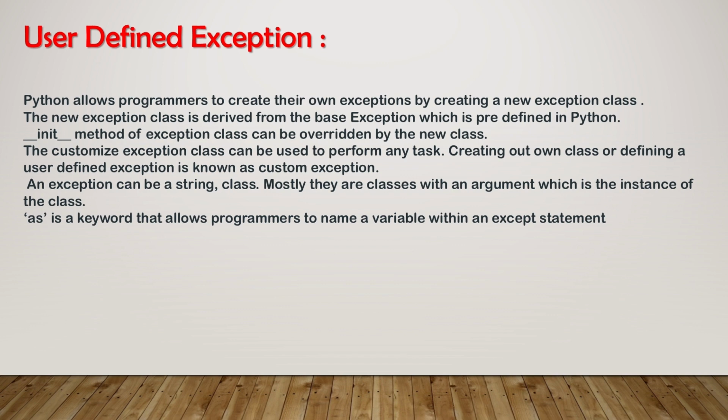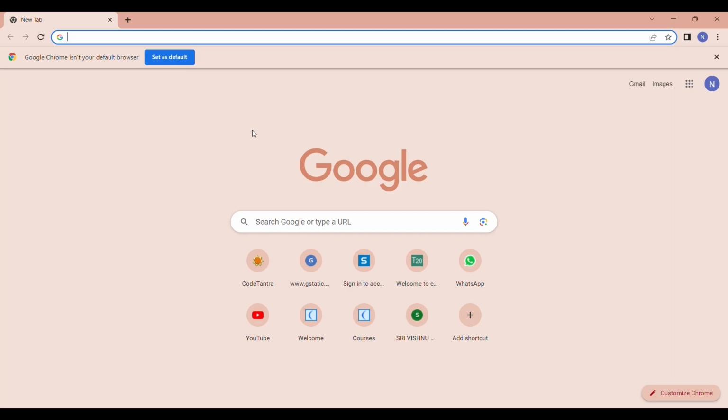An exception can be a string or a class. Mostly they are classes with an argument which is the instance of the class. "as" is a keyword that allows programmers to name a variable within an except statement. Now let's see an example for user-defined exceptions.